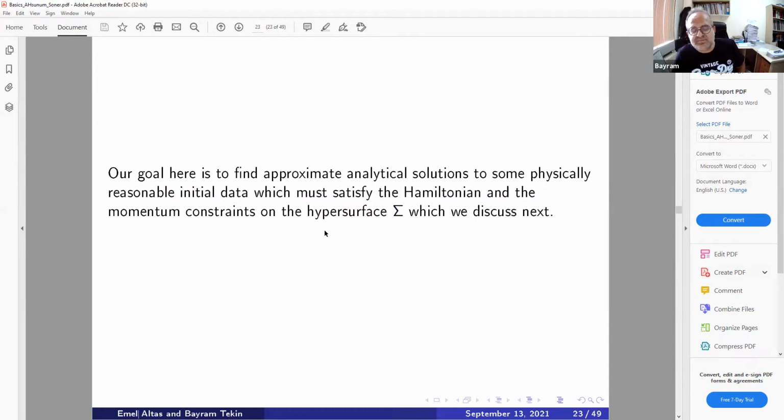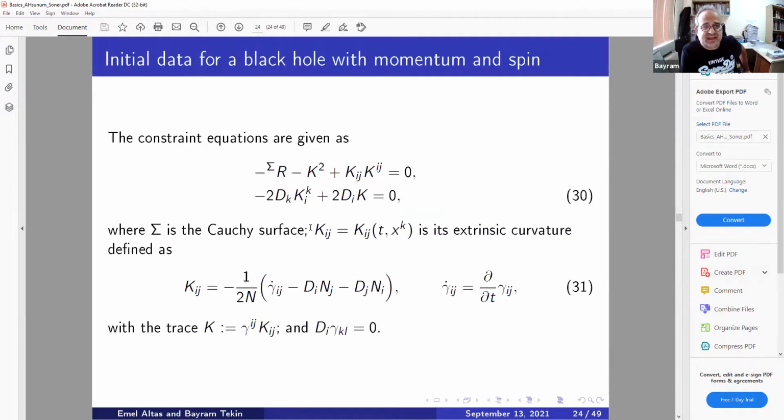Now, our goal here, in the paper that I have given to you, well, actually there is another paper that we wrote with ML, I think this year, is to give an approximate analytical solution to some physically reasonable initial data, which must satisfy the Hamiltonian and the momentum constraints on the hypersurface, which we discuss next. So: initial data for a single black hole with momentum and spin. When I say single black hole, you shouldn't think of it as a Kerr or Schwarzschild black hole. What I mean is that there is some highly terrible curvature there, and it has an apparent horizon. If you wait long enough, it could settle down to one of the black holes that you know.